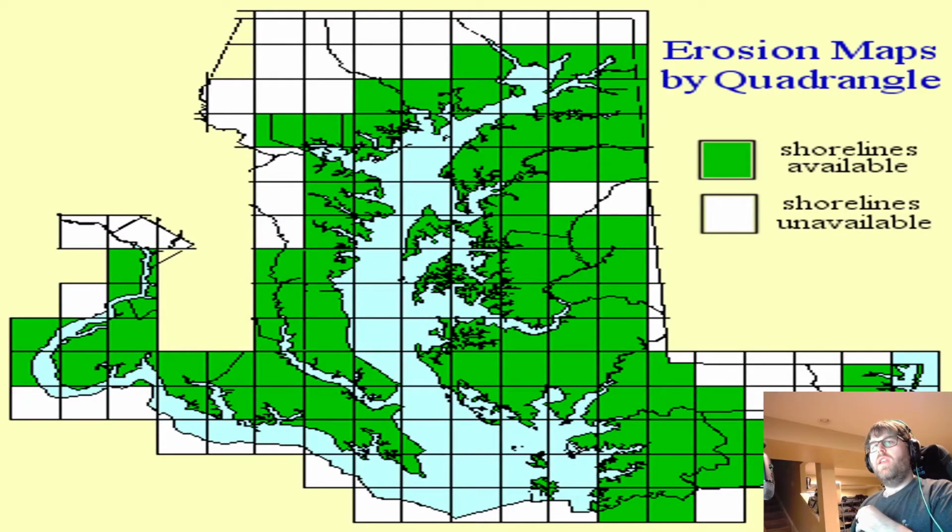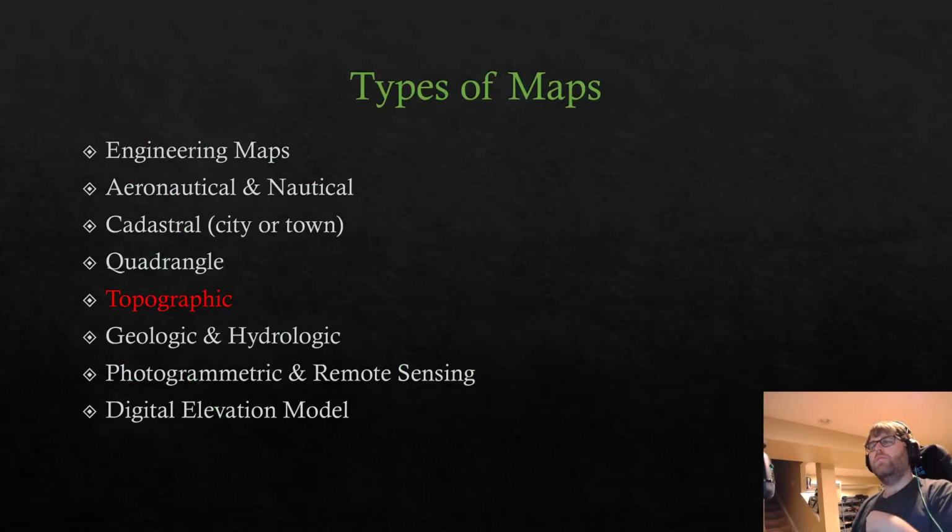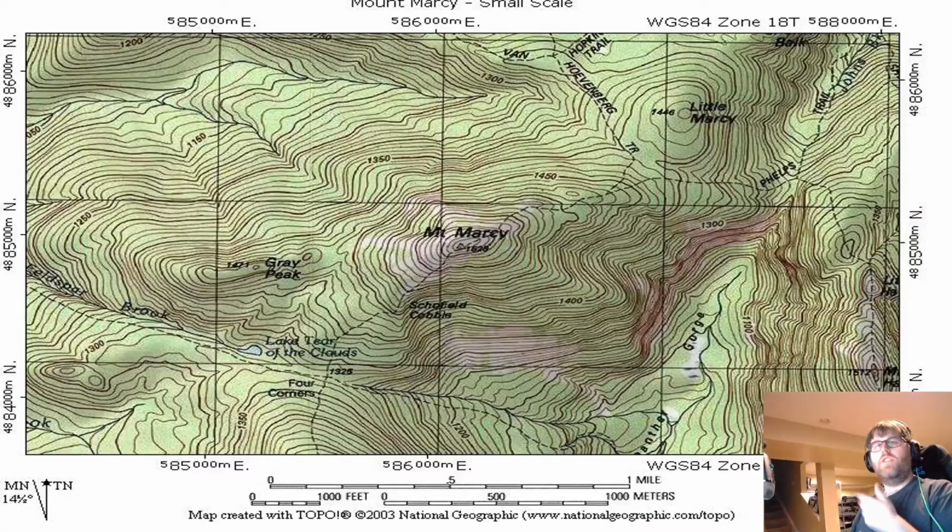Quadrangle, they feature land divided into sections. Never dealt with it, but again, it's out there. Topographic, this is your contour map type stuff. So each contour line will correlate to a specific elevation. It could show you when there's summits or streams and stuff like that, and what the elevation is and how steep of a drop off there is.